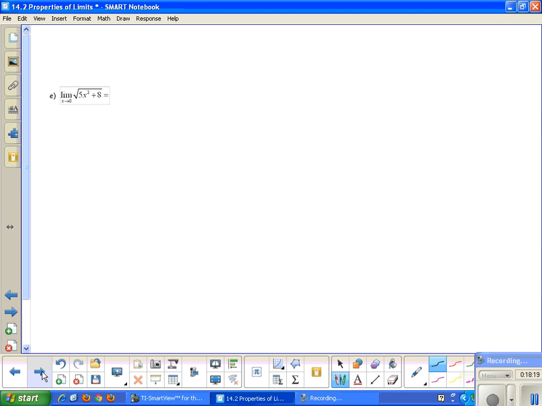If I keep going, now I have a square root, so I have to be careful. My domain's not all real numbers. So if the value that you're approaching fits in the domain, then you can just plug it into the equation.